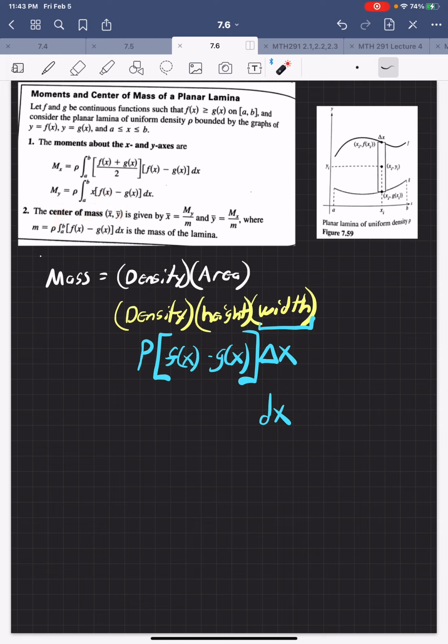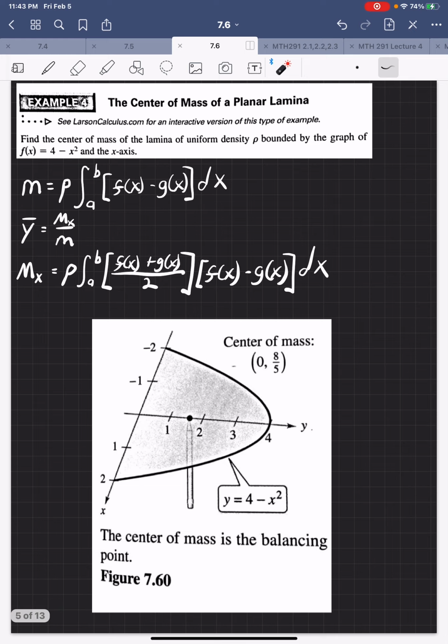We're only interested in the height from A to B, right? We don't care about what happens over here. So that's why you can think about, if you integrate from A to B, that would give us this whole area, and that is exactly what we multiply by density to get mass. Okay, so no more theory up front. Let's just do a problem.